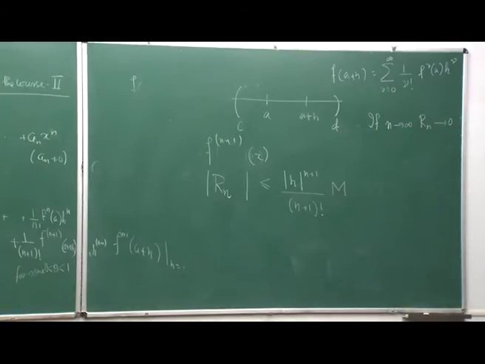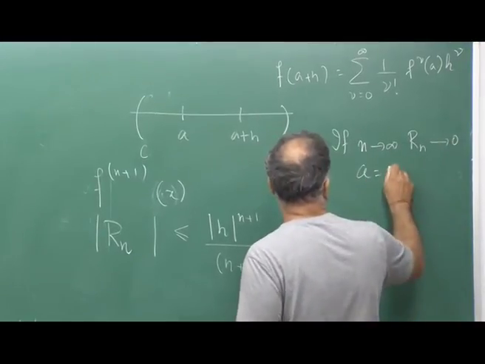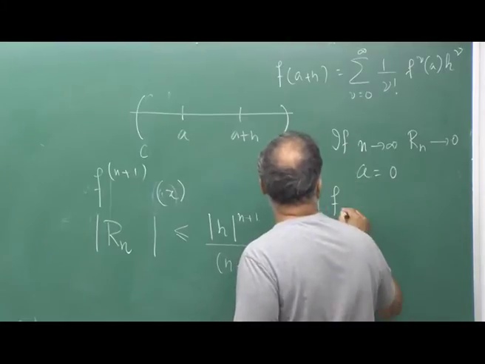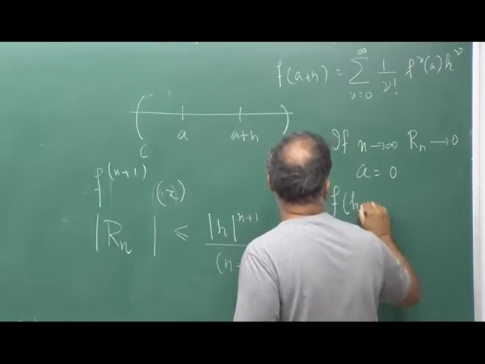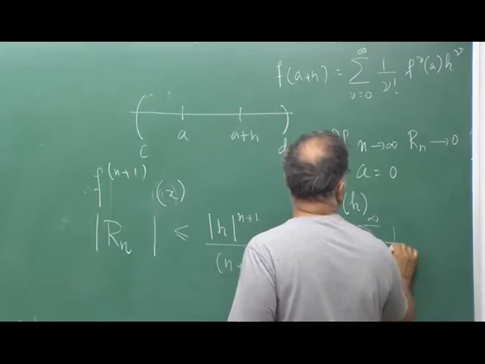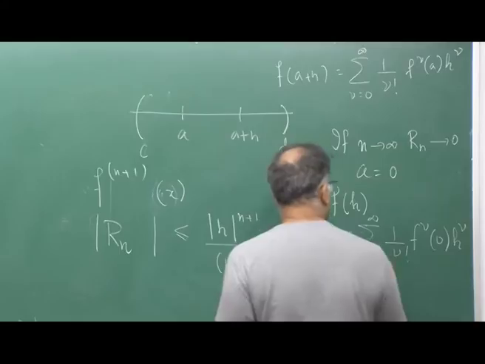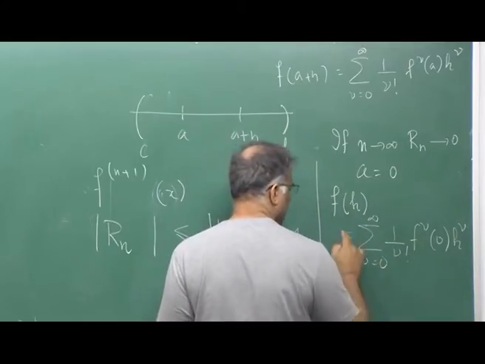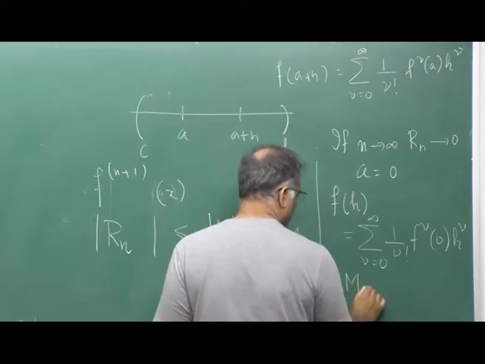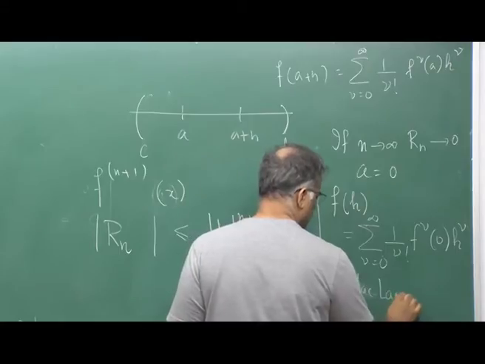It is not that Rn will go to 0 every time; it will go to 0 for certain examples, and that is what we should be looking at. Now suppose I put a equal to 0. In that case you will have f of h equal to the summation nu equal to 0 to infinity of 1 by nu factorial f nu 0 h nu. When I have done the expansion in terms of 0, that is a is 0, this is called the Maclaurin series. I have forgotten the spelling, Maclaurin series.